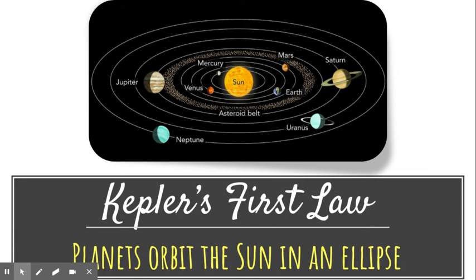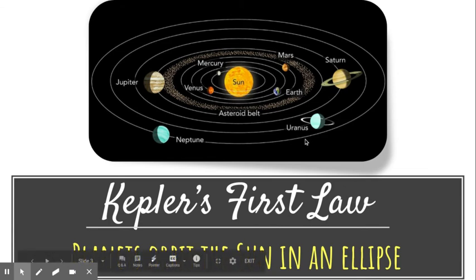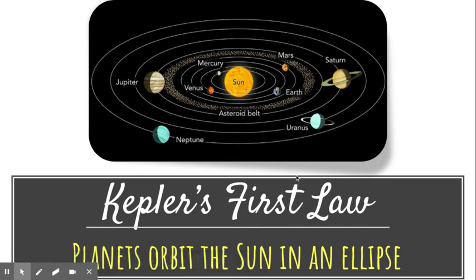What is an ellipse? If we take a look at the picture here, this isn't an ordinary circle, it's an oval. So planets orbit the sun in an ellipse or an oval. Also, please remember that scientists use the lines here just to represent planets' orbits, and these lines are not actually out in space.